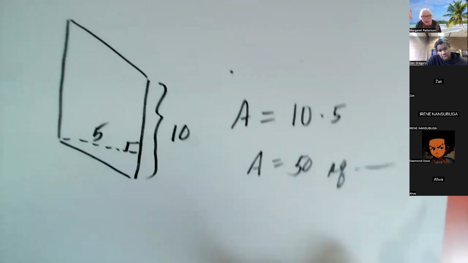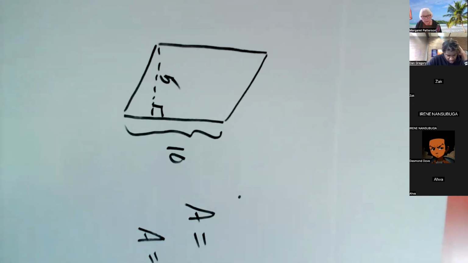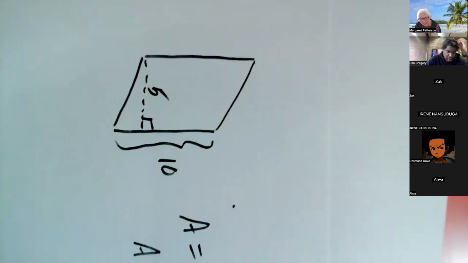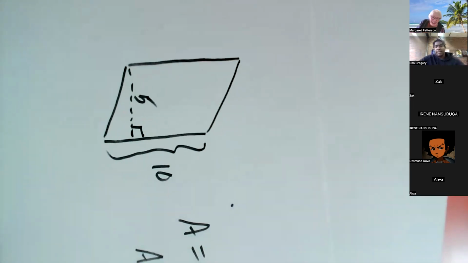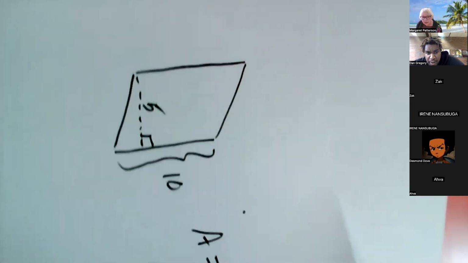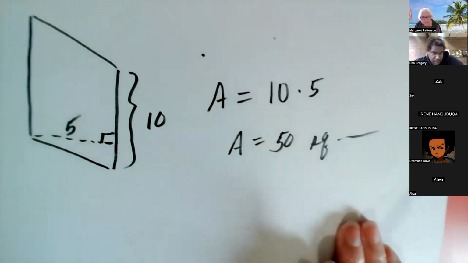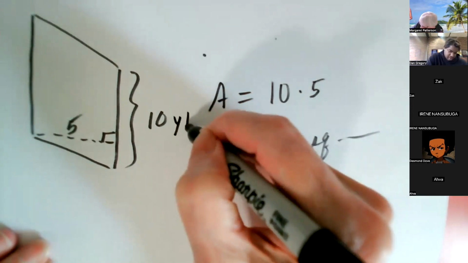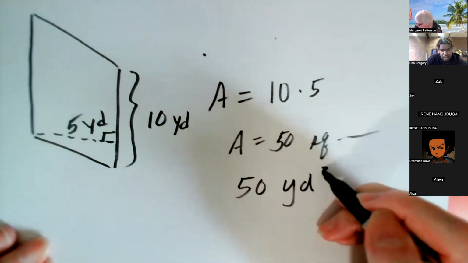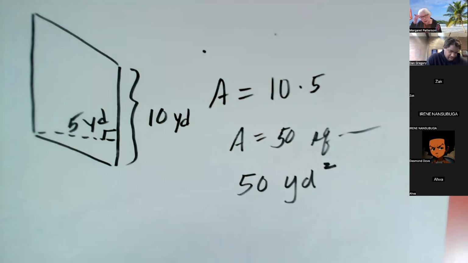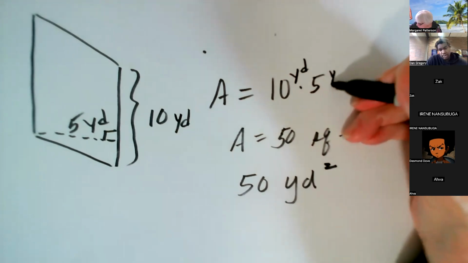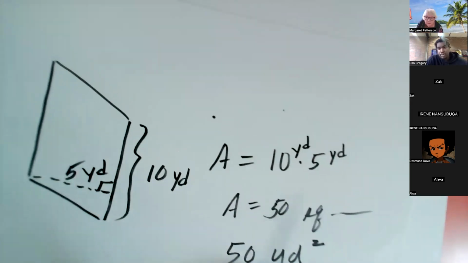Okay, so occasionally they turn them, they're playing games with you. Can you visualize it turned? Turn the paper. Is it still going to be cubed at the end? It's square. Area is always square. So if this was yards and this was yards, it would be 50 square yards. Area is always square because this was yards and this was yards, and that's 2 of them.